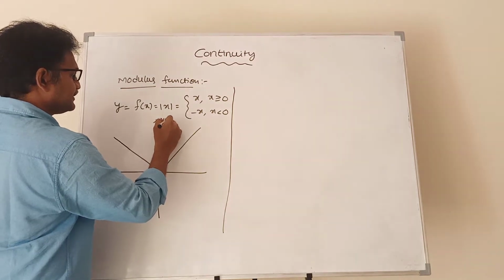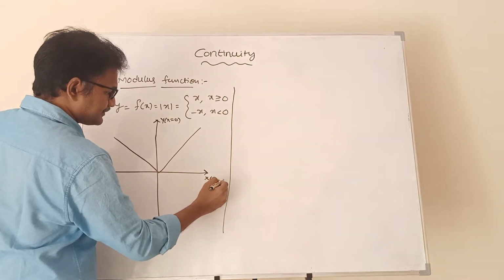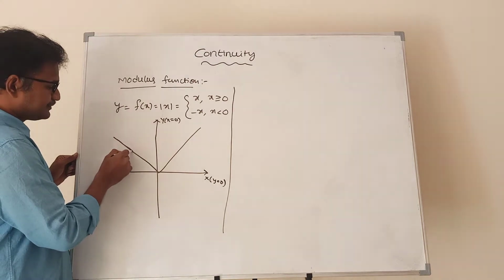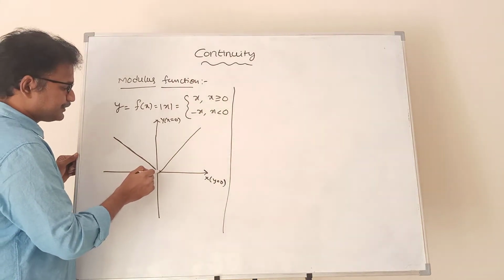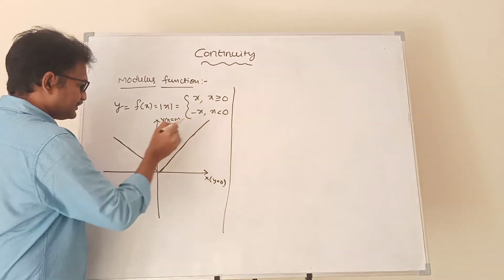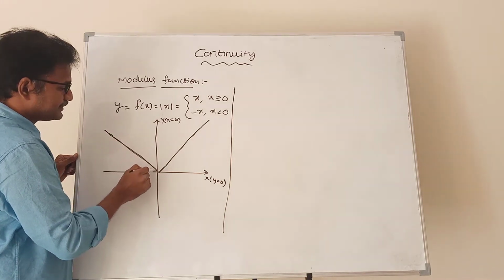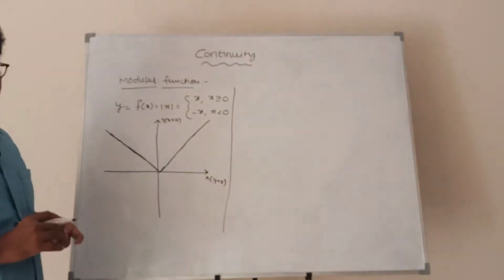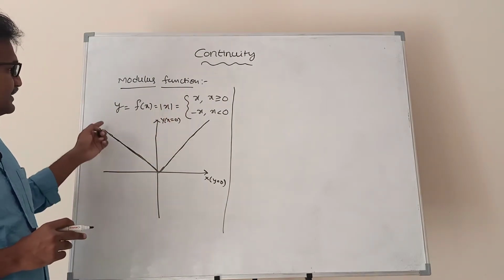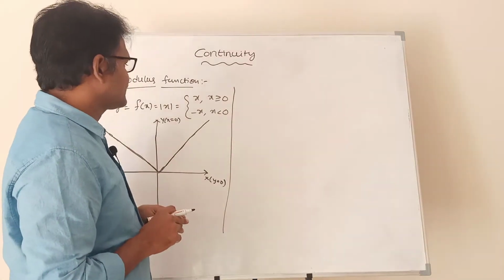The equation of the y axis is x = 0. The equation of the x axis is y = 0. If you observe this modulus function graph, to draw it you no need to lift the pen on the plane, from minus infinity to plus infinity. The graph is going like this. Therefore this graph is called a continuous graph, or this function is called a continuous function.